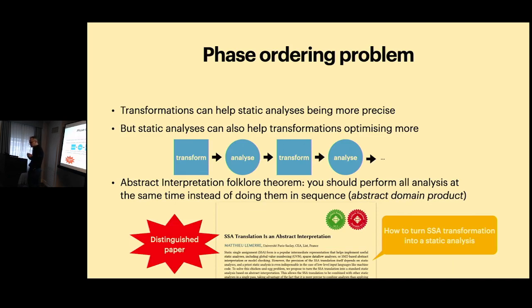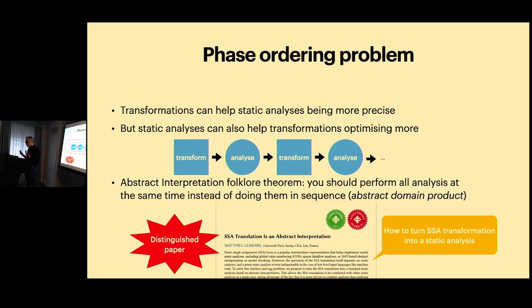But there is a problem. In static analysis and compilation, we know we have a phase ordering problem, which means transformations can help static analysis. For example, SSA helps constant propagation. But also static analysis can help transformation to do a better transformation. For example, an alias analysis may help you to transform differently your program, even your SSA form. So you have to choose an order, and it's difficult. And in fact, the optimal order is to iterate all this chain, which is a bit inefficient.